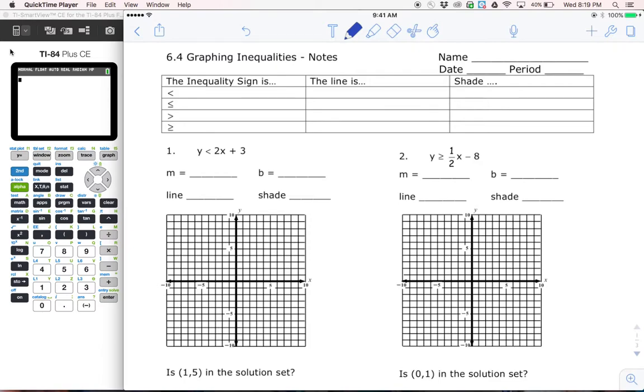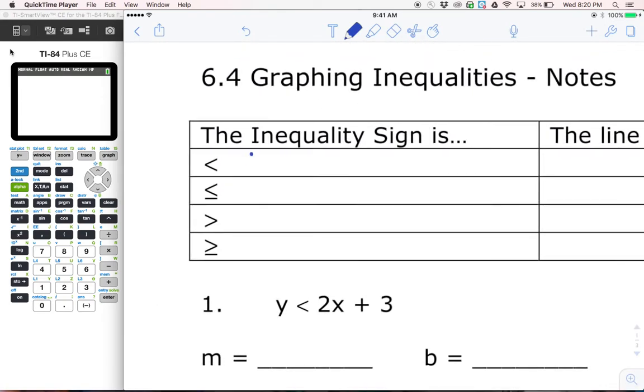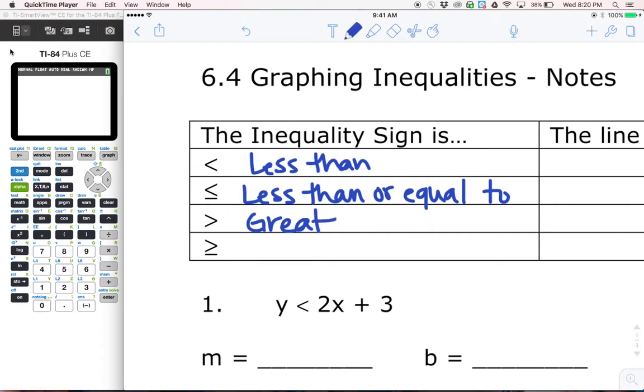Lesson 6.4, Graphing Inequalities. Just a quick review on our inequalities. You guys all know these. The first one here is a less than sign. The next one is, of course, less than or equal to. Then we've got a greater than sign. And finally, we've got greater than or equal to.